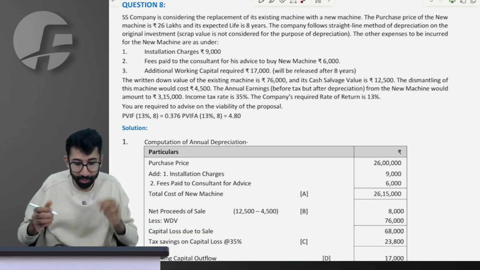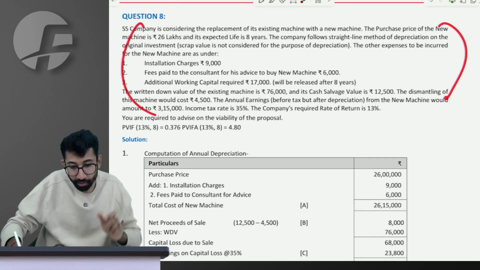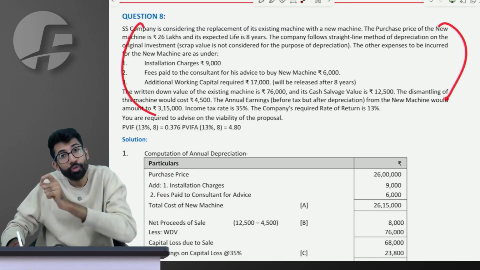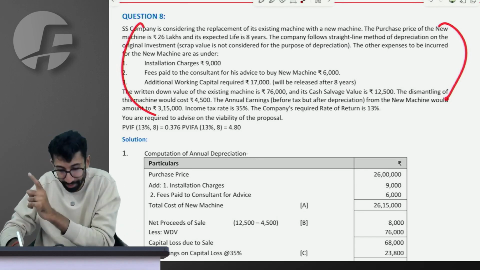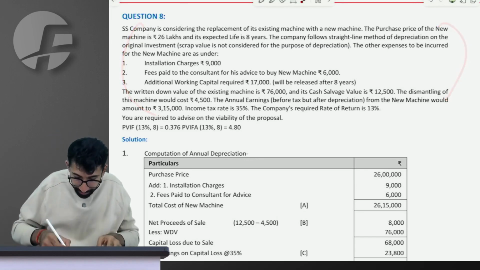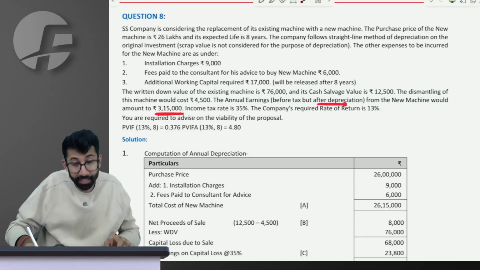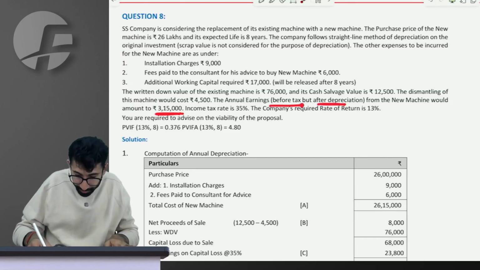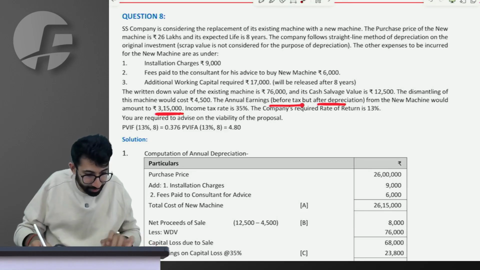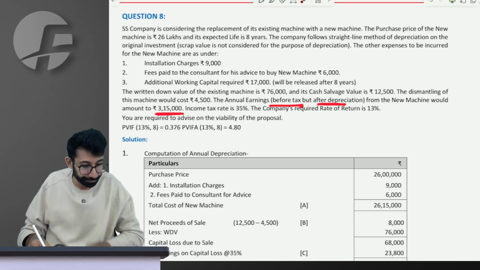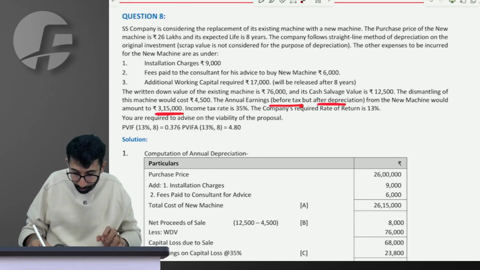What are my annual inflows? Alternative 1, continue to use the old machine. There is no inflow we have been given. Alternative 2, use the new machine. We have been given the PBT as 315. So in this amount of PBT, which is after depreciation, but before tax, let's deduct 35% tax. So it is 204,750 as the amount of PAT.